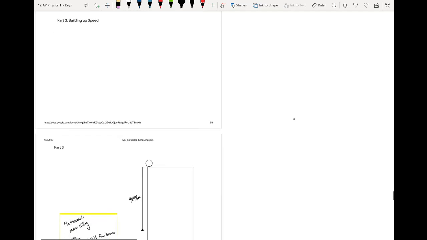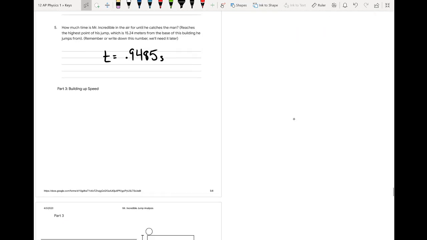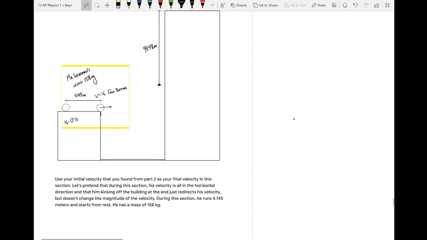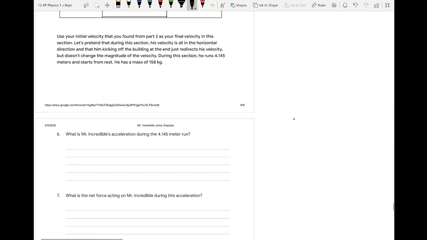So we want to see how much time it takes for him to reach the speed of 18.59 meters per second. So we're going to use your initial velocity that you found from part 2 as your final velocity in this section. Let's pretend that during this section his velocity is all in the horizontal direction, and then him kicking off the building at the end is just redirecting his velocity, but doesn't actually change the amount of his velocity. So during this section he runs 4.145 meters and starts from rest. He has a mass of 158 kilograms.